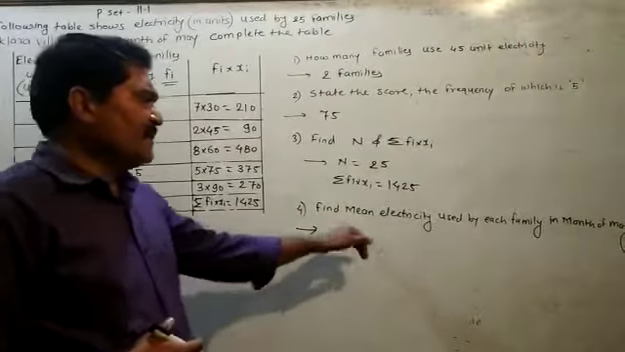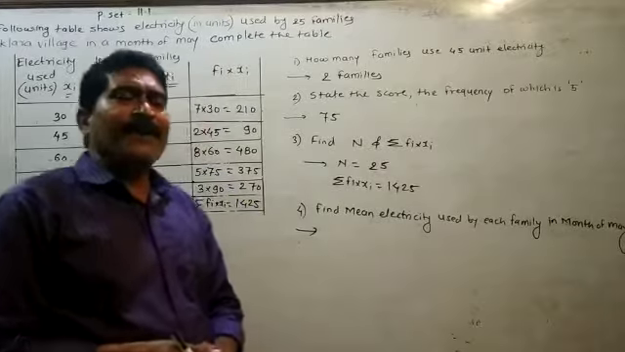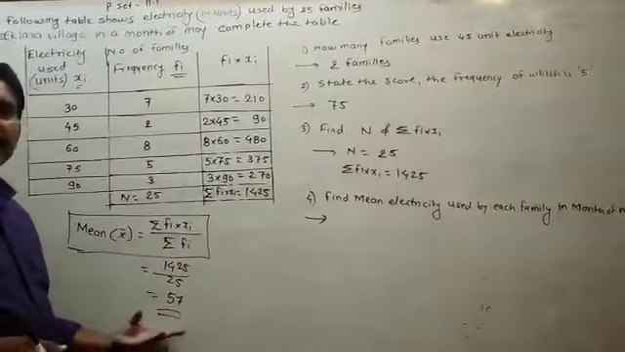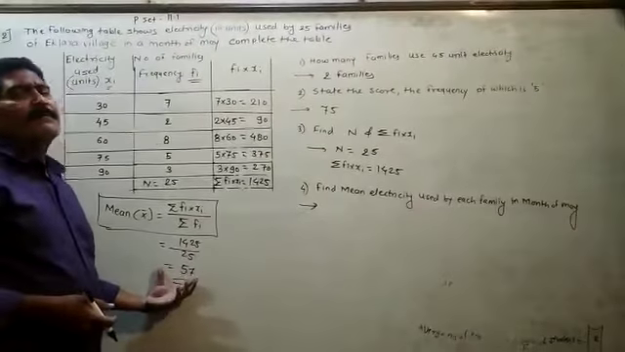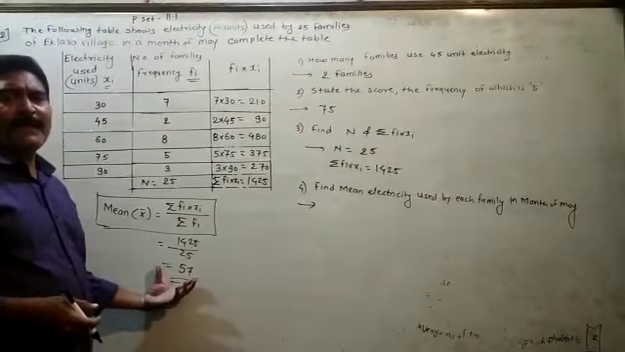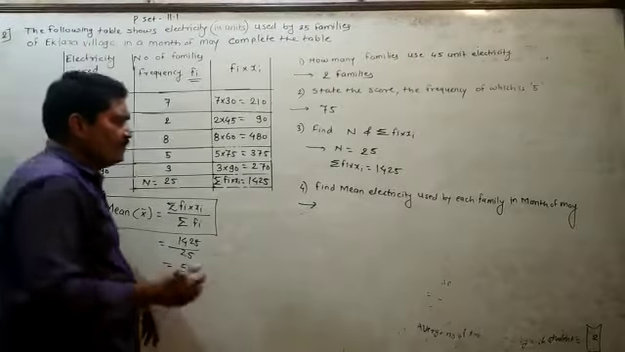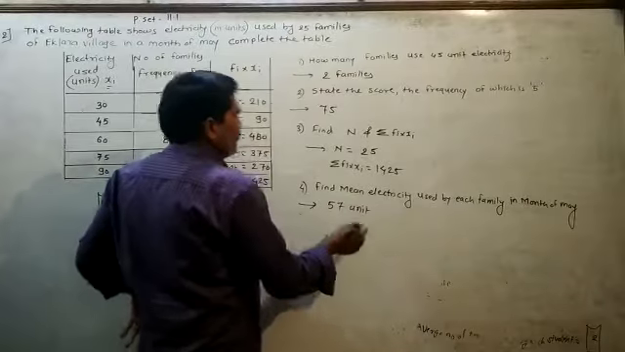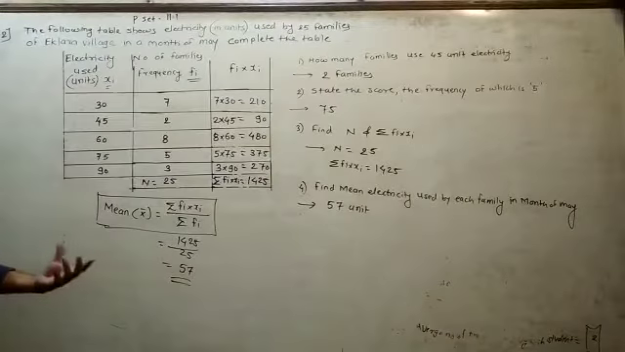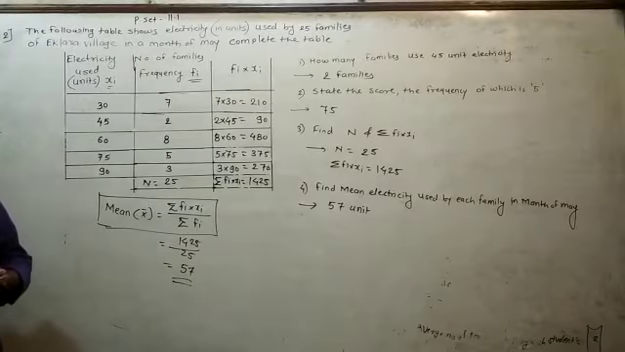Find the mean electricity used by each family in the month of May. You have to find out the mean. Here we are getting the mean electricity used by the family in the month of May in that village is equal to 57 units. In this way, you have to solve this question. So I think you understood this question. Write all these things in the classwork notebook. Thank you.